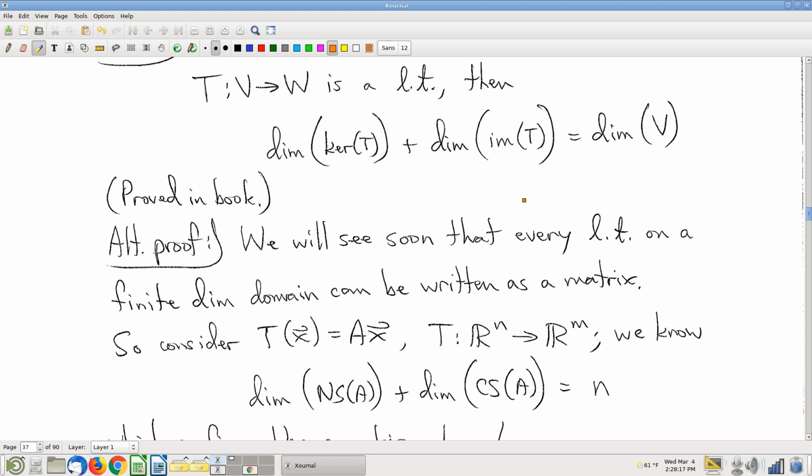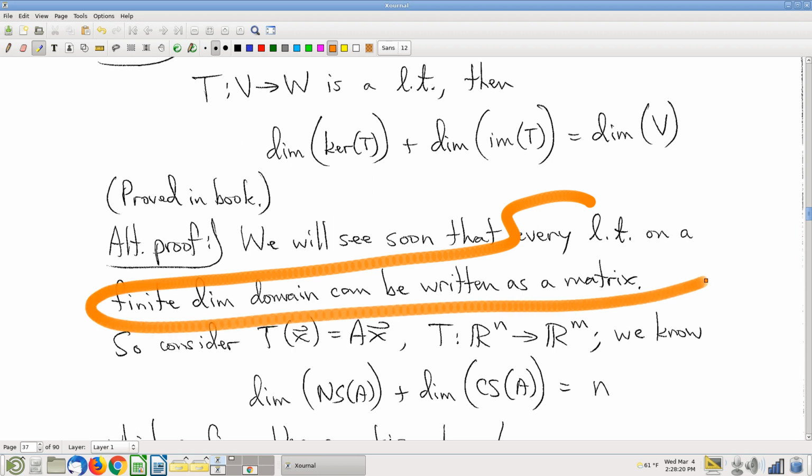The micro assumption that I'm going to make is that every linear transformation on a finite dimensional domain can be written as a matrix. Now, not obvious. We've seen plenty of linear transformations that we have not written as matrices. We have also seen plenty of linear transformations that cannot be written as matrices. But it turns out that if you have a finite dimensional domain, even if you haven't thought of it that way, they can, in fact, all be written as matrices. We'll prove this later on, in section 5.3. It'll take us a little while to get there. It'll be next week, if I remember correctly.